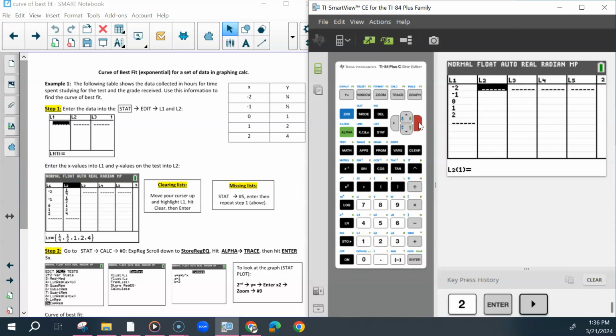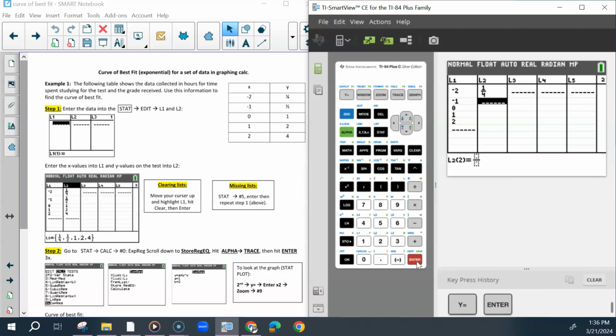And then in the other list, in my online calculator, I can do alpha y equals, but if you're doing it on the handheld, you may have to just type in 1 divided by 4, and it may not give you the fraction part, but that's okay. Then a half, and then 1, 2, 4.